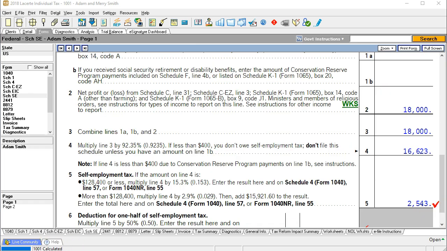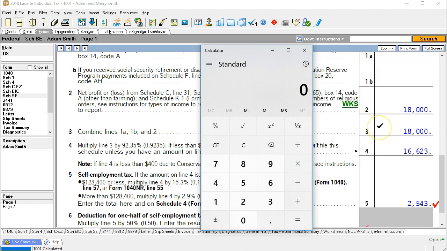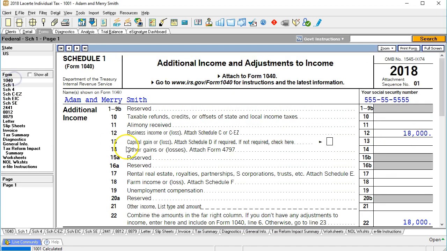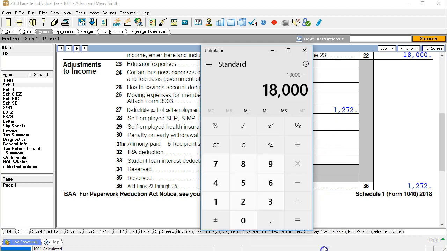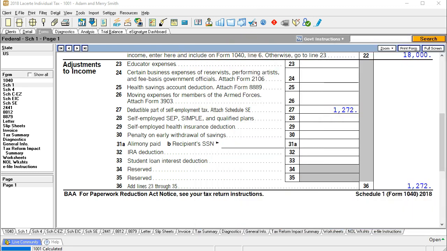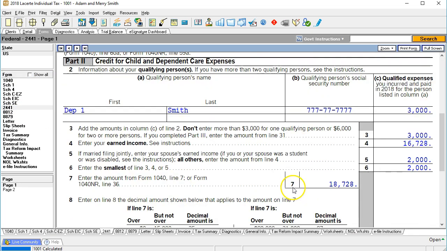You can also calculate that by taking line 3, which is this 18,000, which is the way it's saying in the text here, minus, if you go to Schedule 1, the deductible amount here, which is this 1,272, and that'll give you that 16,728 as well. That is going to be reported on the 2441, the 16,728.